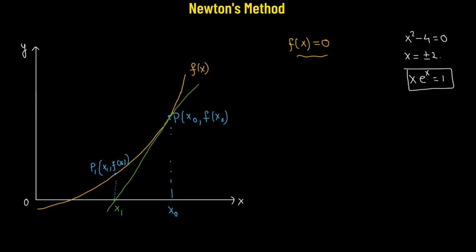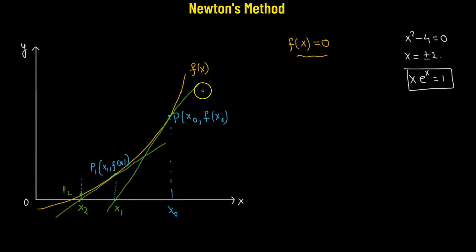Now that we have the new point P1, we draw a new tangent line passing through this point, and it intersects the x-axis at another point, let's say x2. Again, we repeat the process. We draw a vertical line which intersects the curve at the new point P2, and we again draw a tangent line. The more tangent lines we draw, the better approximation, the better solution we get.